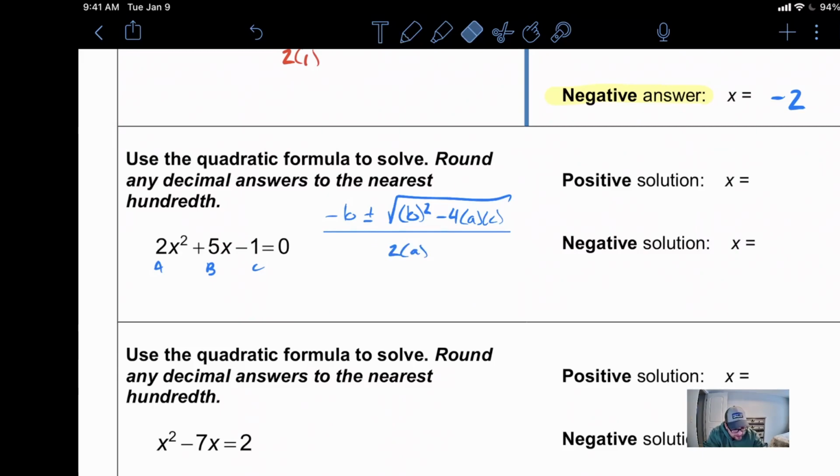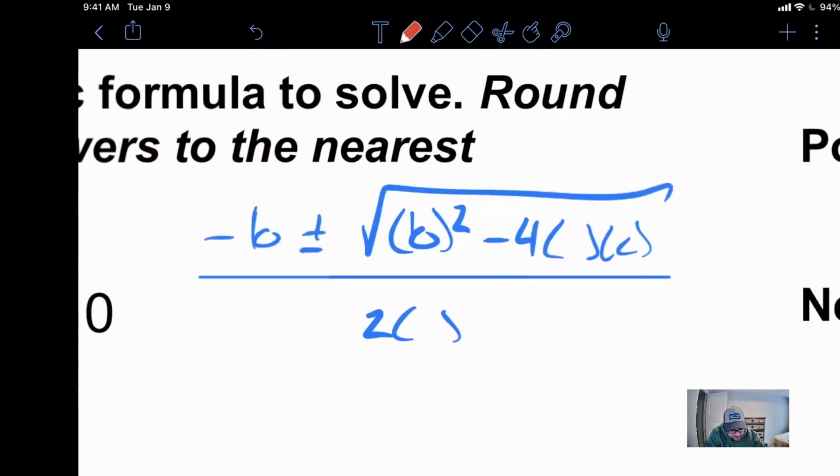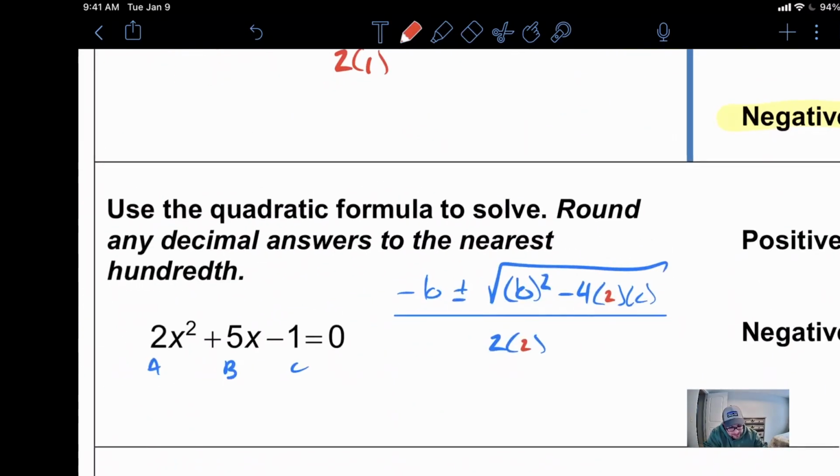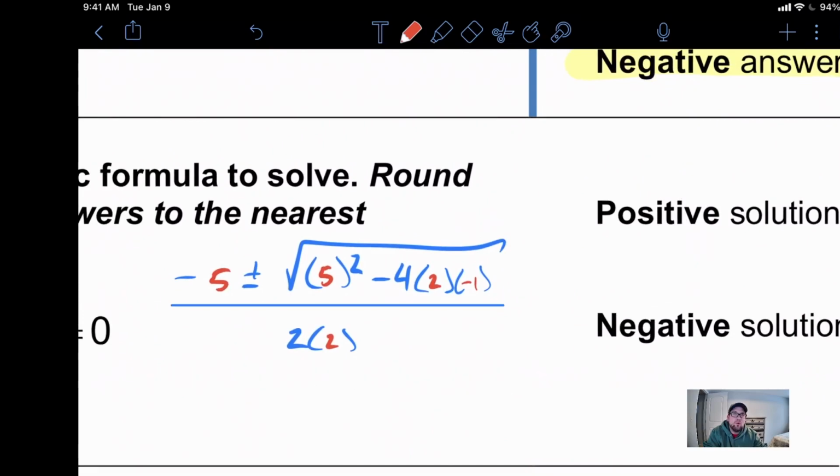So anywhere I see an A, I'm going to put a 2. Let me just do it in a different color so we can see that plugged in. So there's an A here and an A here. Anywhere I see a B, I'm going to put a 5. So we're going to get rid of this, get rid of this. We're going to put a 5 here and a 5 here. And anywhere I see a C, I'm going to put a negative 1. Boom. Nice job. Now we need to evaluate this.